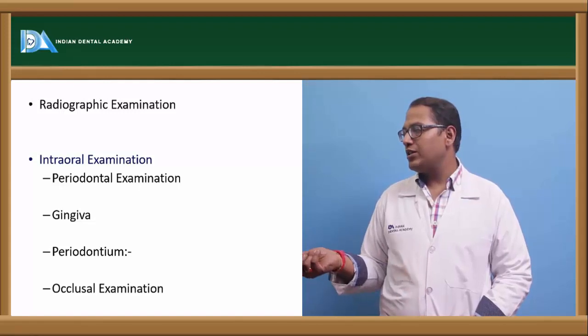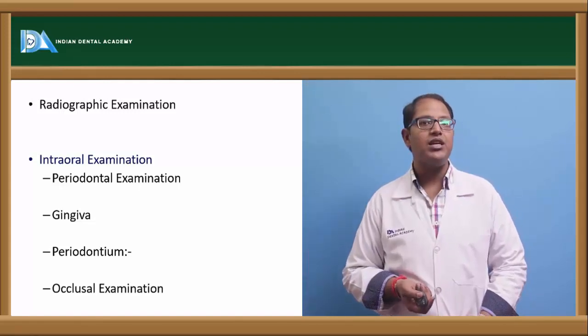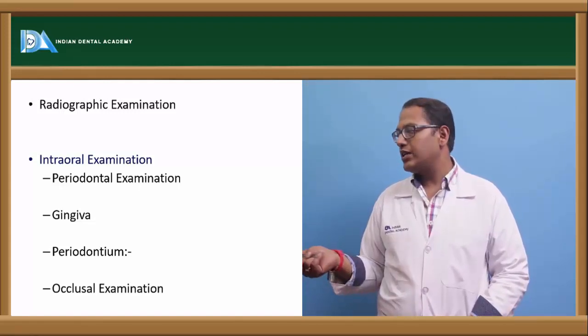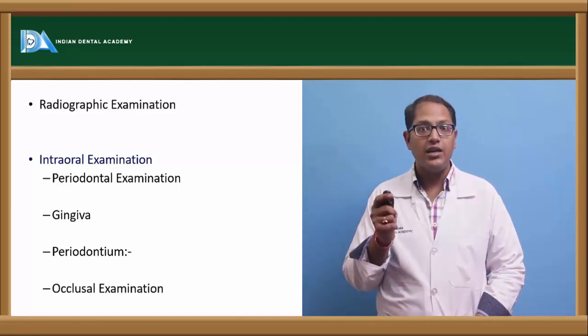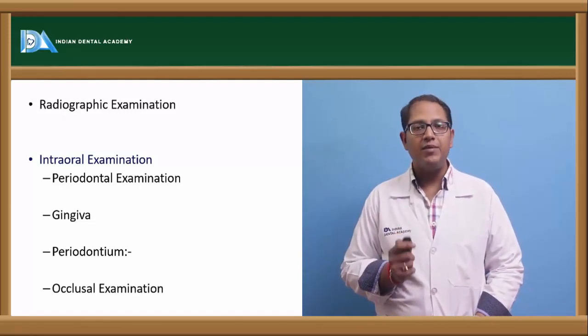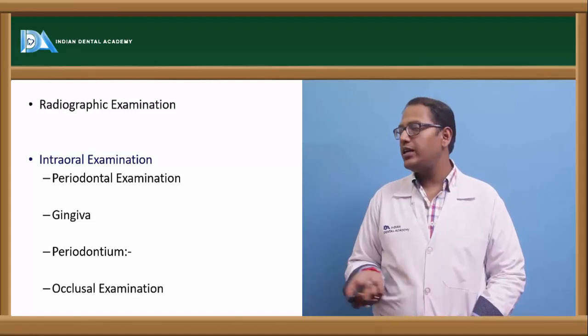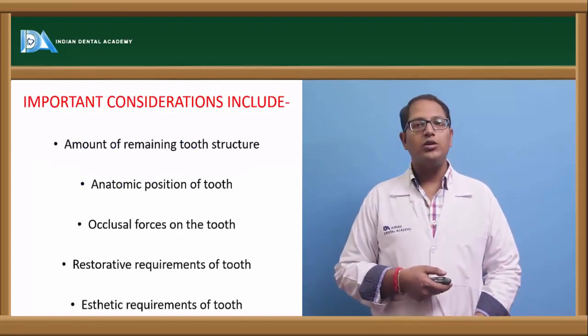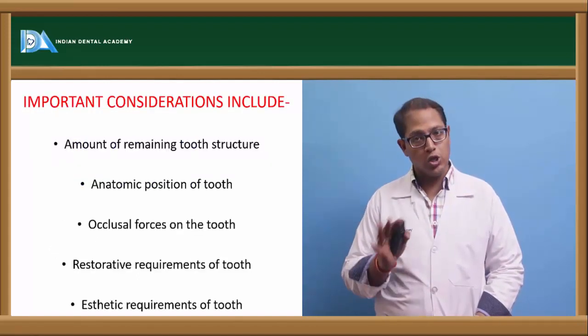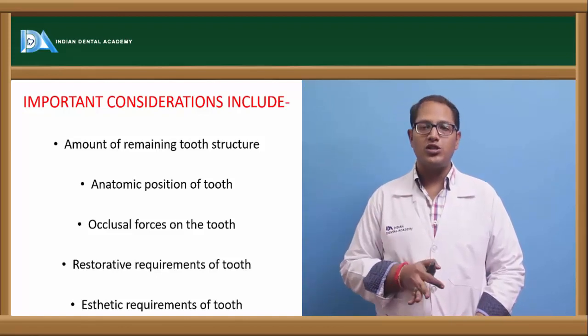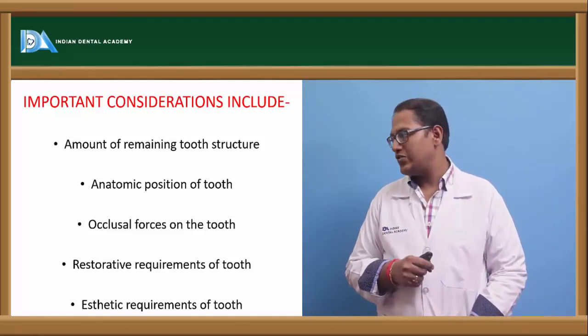Intraoral examination, periodontal examination, gingival examination. We have to also see occlusal examination. Is there any heavy load coming over there? Is there any presence of a plunger cusp over there? Important considerations include the amount of tooth structure which is lost, and also the amount of tooth structure which we have right now in our hands.